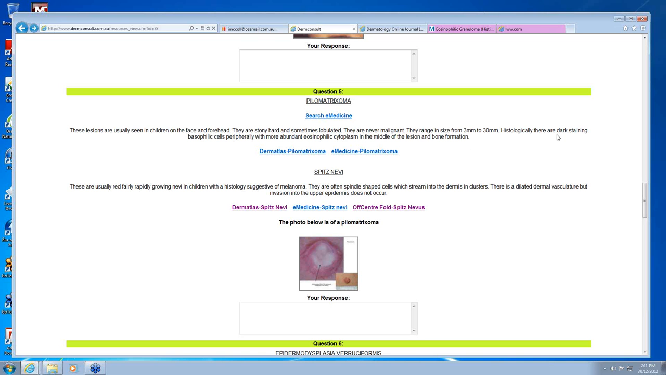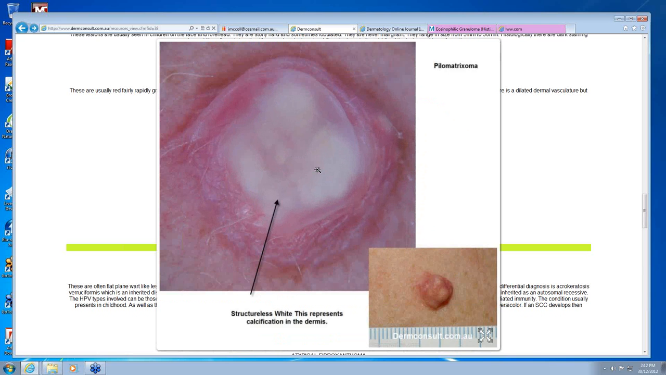And that's because there's calcification within these things. If you look at them histologically, you've got these dark staining basophilic cells peripherally, and eosinophilic cytoplasm in the middle of the lesion. You may get calcium or bone formation. This is a picture here of a pilomatrixoma. This, you can see, looks cyst-like. This is a bit more lobulated. If you stick a dermatoscope on this, which is what's been done here, you can see that these little nodules come up as white like this. So these white areas here correspond to what we're seeing here. And this structureless white on the dermatoscope represents the calcification in the dermis in a pilomatrixoma.